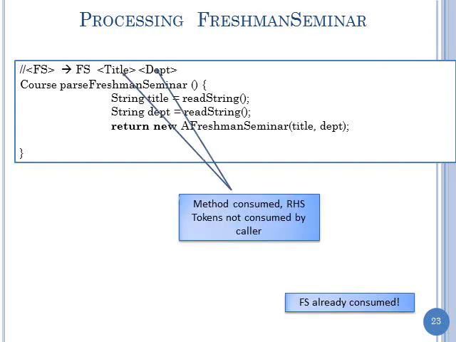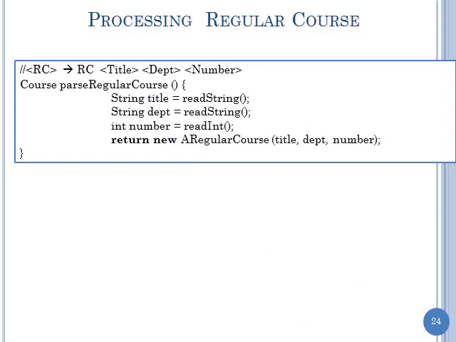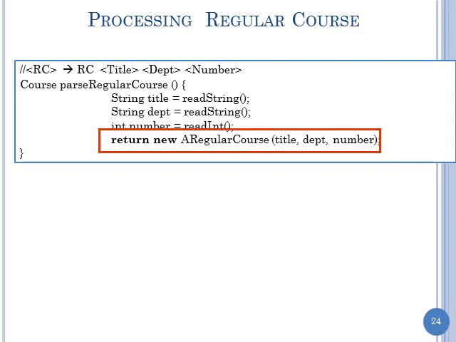So FS is already consumed, and it consumes the right-hand side completely. And again, this is regular course and returns a new regular course. This time it's doing a read string and a read int. And it's just assuming things will behave properly. It's not checking anything. If something bad happens, well, it's not supposed to happen, and handling it is just way too complicated. Typically when something bad happens, ultimately you get an exception, and there are ways to catch exceptions and say, okay, something bad happened. Questions?